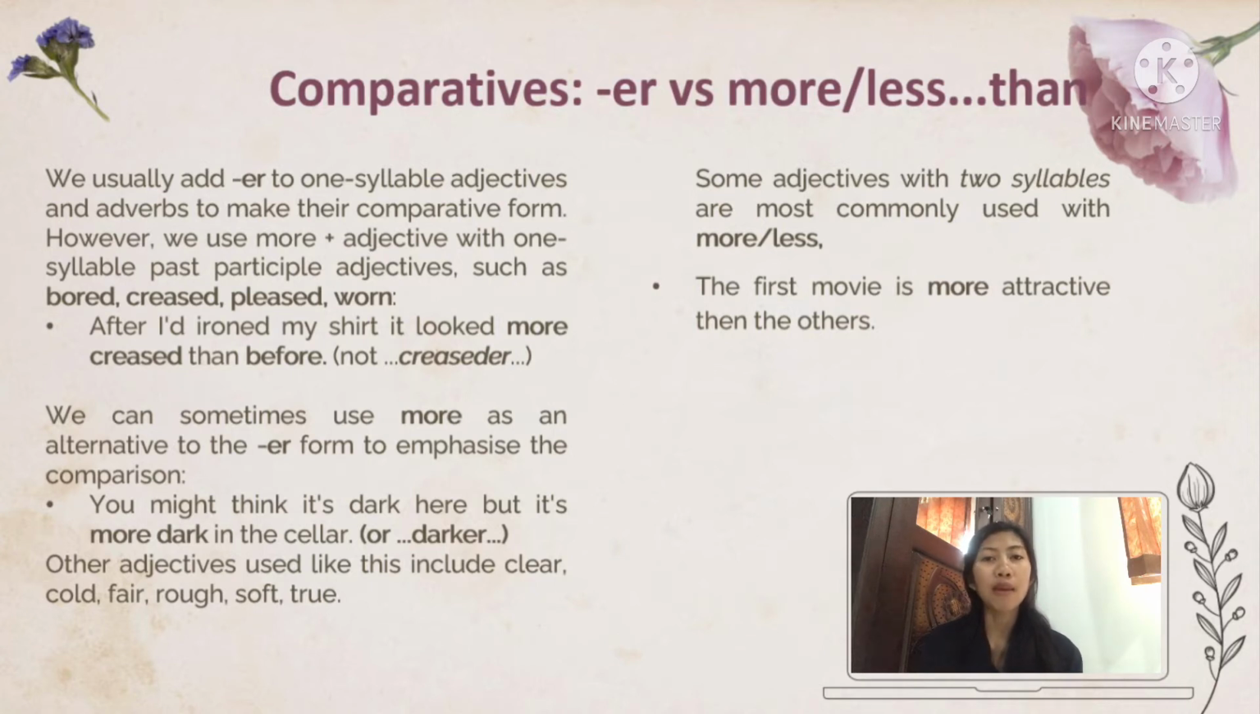We can sometimes use more as an alternative to the -er form to emphasize the comparison. For example, you may think it's dark here, but it is more dark in the cellar, or darker in the cellar. Other adjectives used like this include clear, cool, fair, rough, soft, true, etc. Some adjectives with two syllables are most commonly used with more or less. For example, the first movie is more attractive than the other.